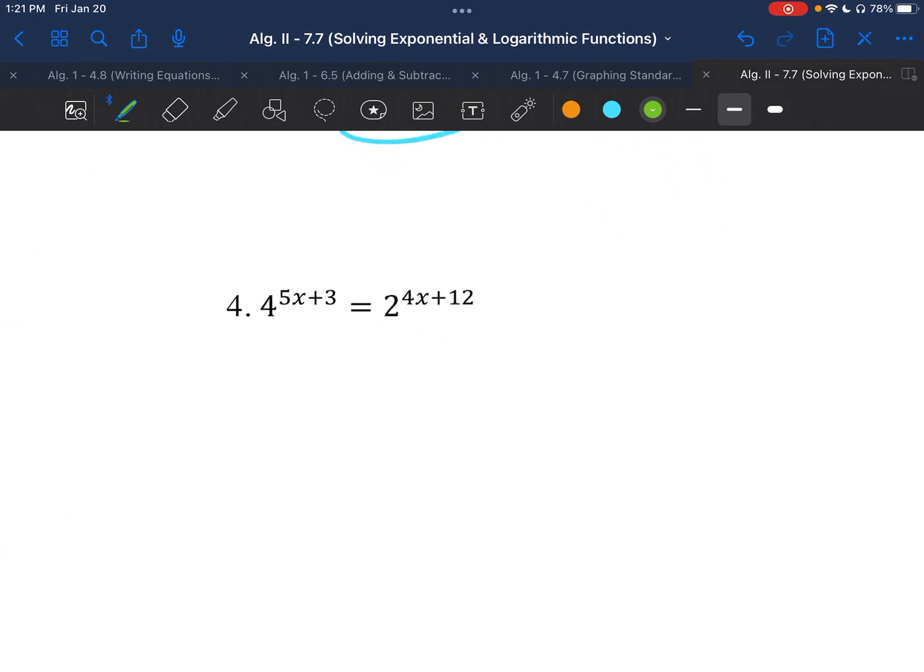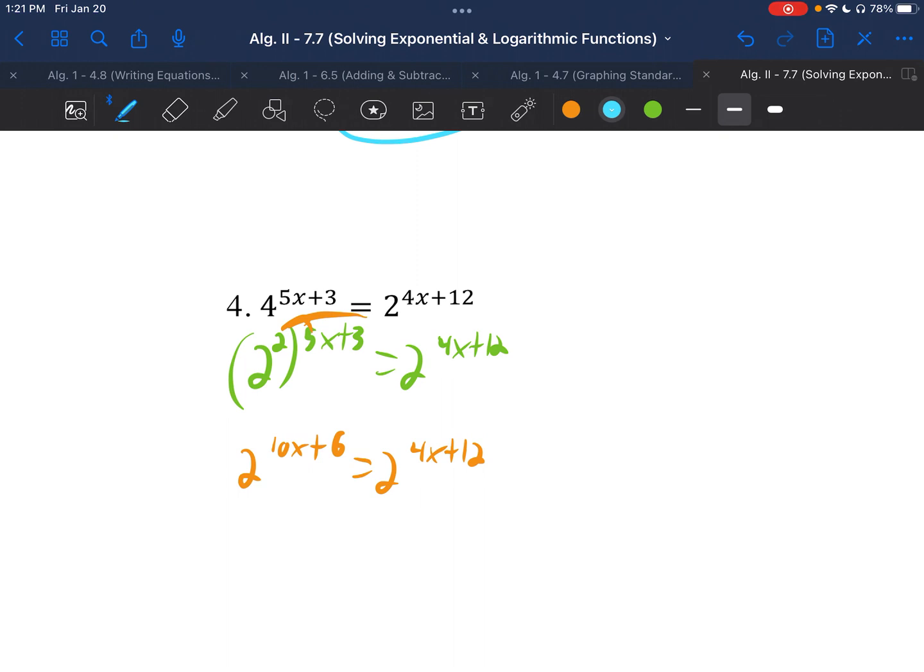4, we don't have logarithms this time, we just have exponents, or exponential form. We have 4 to a power and 2 to a power. Well, a reminder that we can change what 4 looks like. We can change 4 to being 2 squared. And now it's 2 squared to the power of 5x plus 3 is equal to 2 to the power of 4x plus 12. So we can multiply the powers and get 2 to the power of 10x plus 6 is equal to 2 to the power of 4x plus 12.